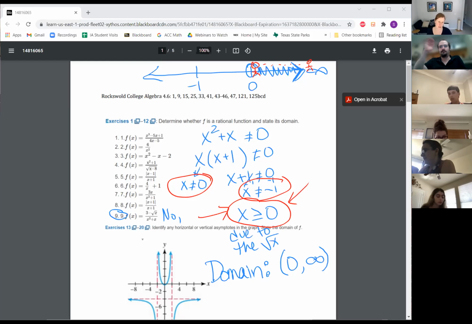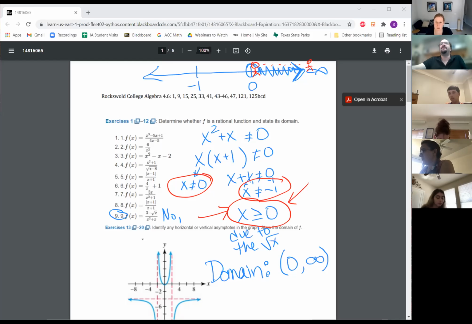And the number 2 is everything except 0. Yes, it's everything except 0. In this case, it's irrational. Is that one irrational or rational, Professor Sievers? I thought we said that one was rational. Number 2, 6 over x squared. Yeah, that's rational.